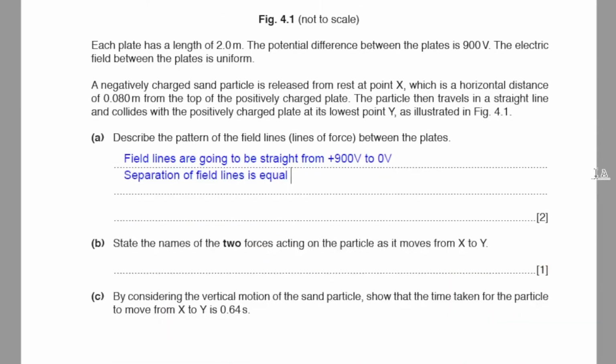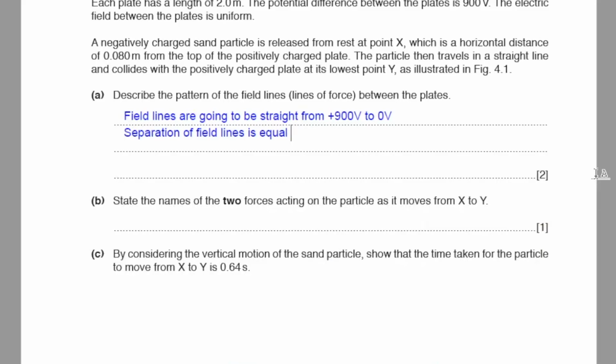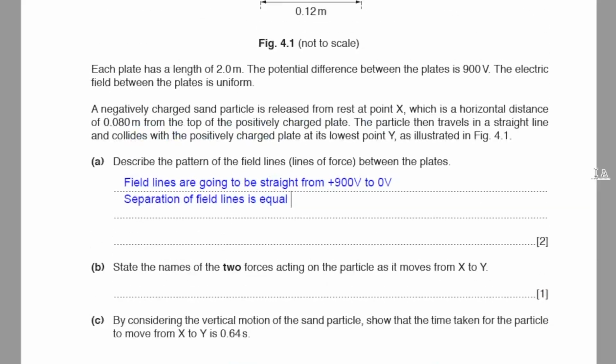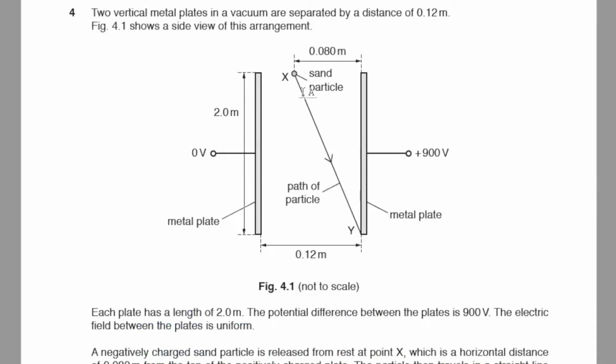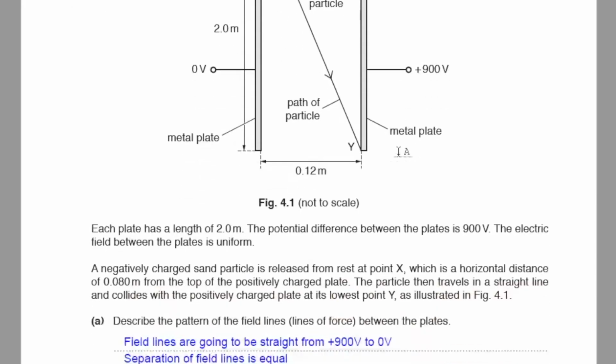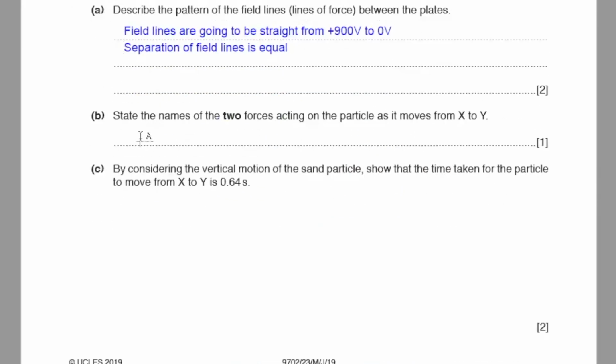Part B, state the names of the two forces acting on the particle as it moves from X to Y. First is the electric force, due to the fact that this charged particle is negatively charged and being attracted towards the positive 900 volts plate. So the first force is electric force and the second force is the particle's weight.